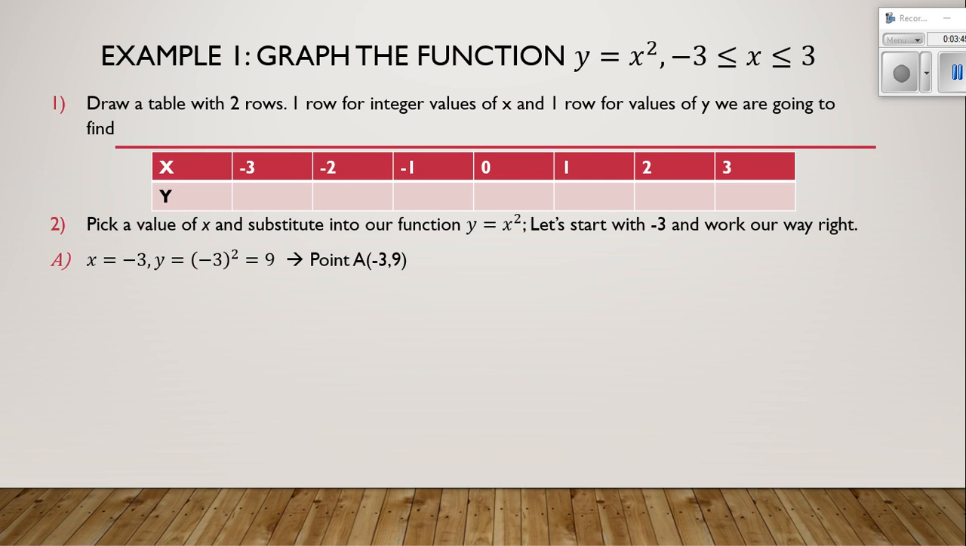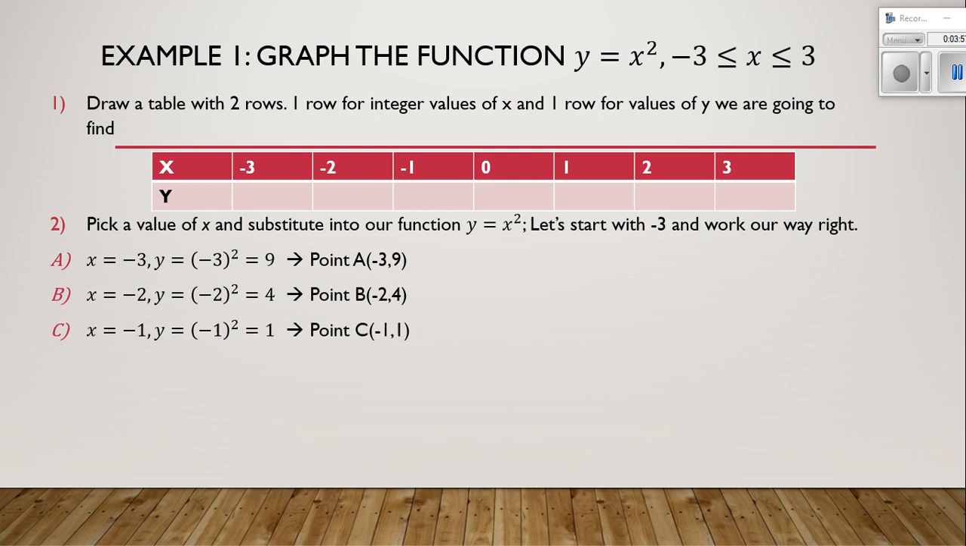So our first point, we get negative 3 in our x, 9 in our y. Next, we're going to plug in negative 2, so we get y equals bracket negative 2 bracket squared. So negative 2 times negative 2, which is 4. So our point is negative 2 and 4. Next, we have negative 1. So y equals negative 1 squared, which is 1. So our point is negative 1 comma 1. And for our other 2 points, x is 0, we get y is 0. And then x is 1, we have y is 1, right? Because 1 times 1 is 1.